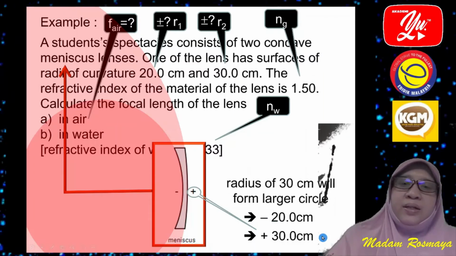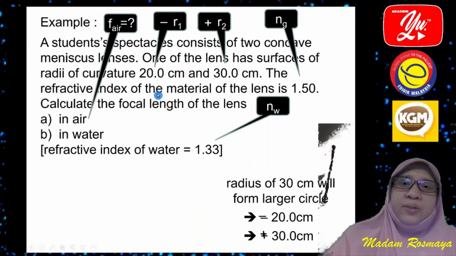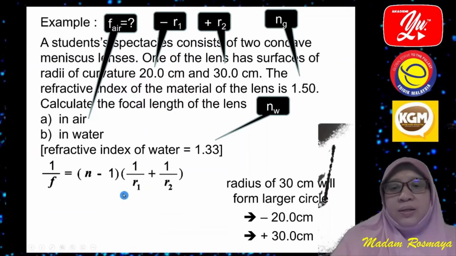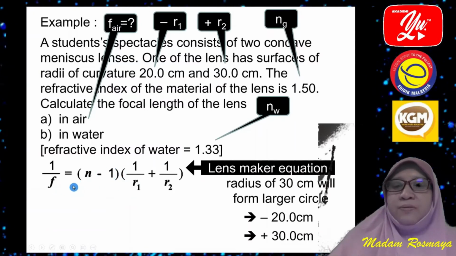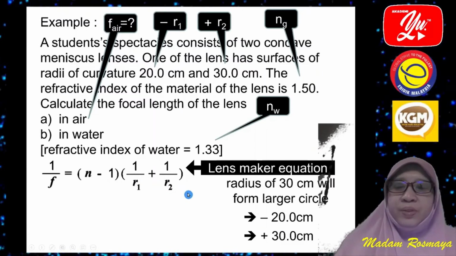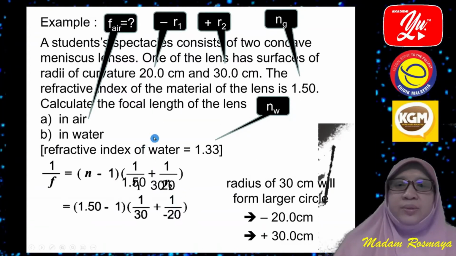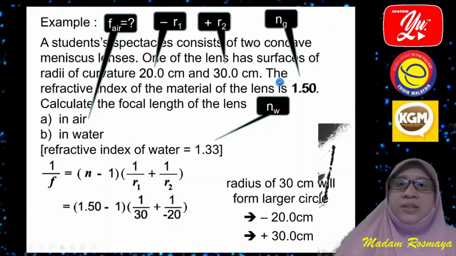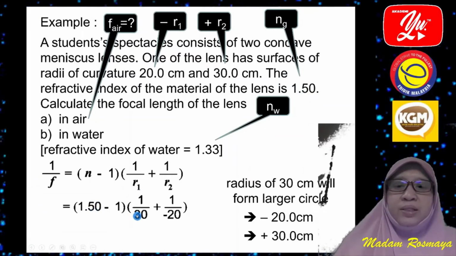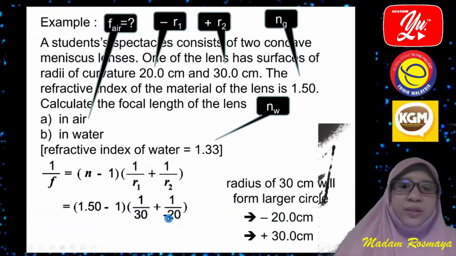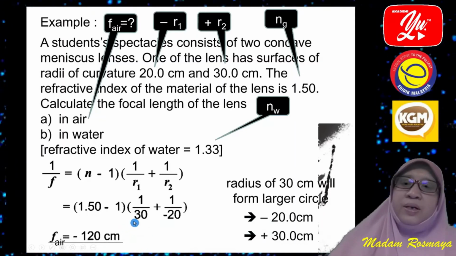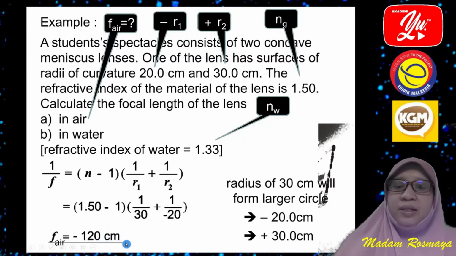Okay, next the formula we're going to use. The formula we use is the Lens Maker equation here: 1 per f equals n minus 1, bracket 1 per R1 plus 1 per R2. Now we substitute the values. The student's spectacle is made of glass with refractive index 1.50. So R1 is 30, R2 is negative 20. Then the answer is, focal length of the lens in air is negative 120 centimeter.